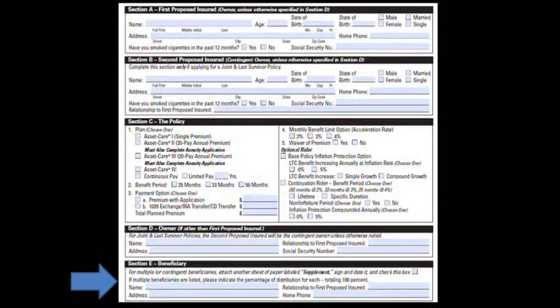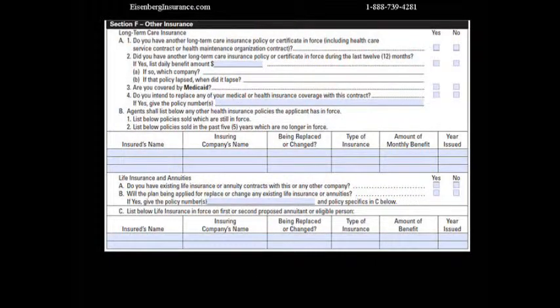If additional area is needed, please attach another piece of paper with beneficiary information and sign and date the bottom of that page. The next page starts off with Section F, and this asks for information regarding existing long-term care insurance that may be in place. If your client currently does not have a policy, there's no need to complete this information.